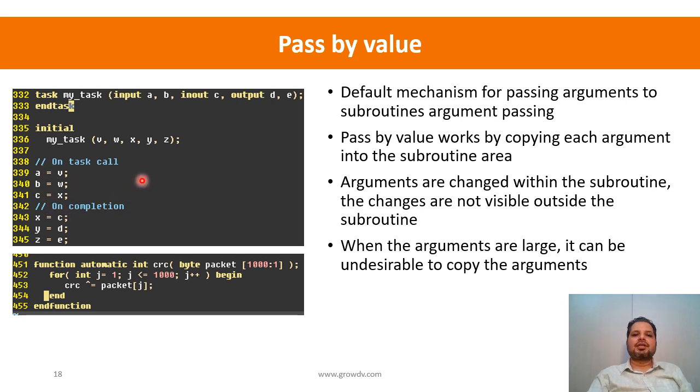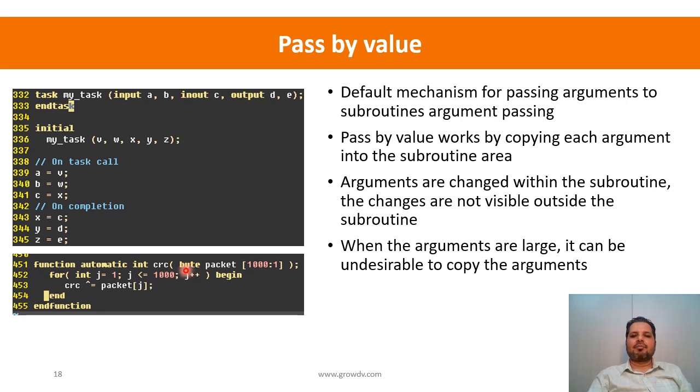And on completion, the values of the output arguments present within the function get copied over to the corresponding variables that I have passed. So this is the pass by value. As you can see, we have two different sets of variables, and the values are passed between those two sets of variables. That is what happens when you pass the argument by value.